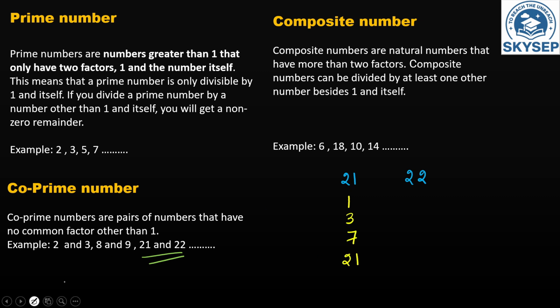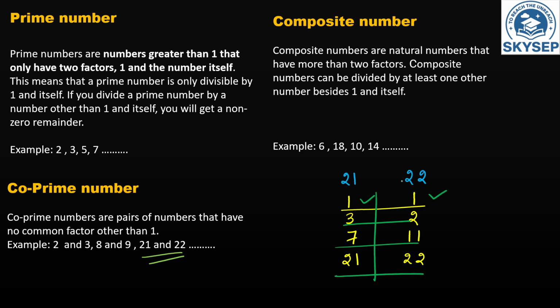And what are the factors of 22? 1, 2, because 2 11s are 22, 11, 22. So what is the common factor between these numbers? Only 1. So we can call 21 and 22 co-prime numbers. Hope everyone understood the concept of prime number, composite number and co-prime number.